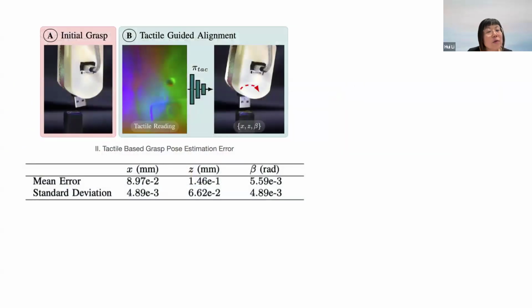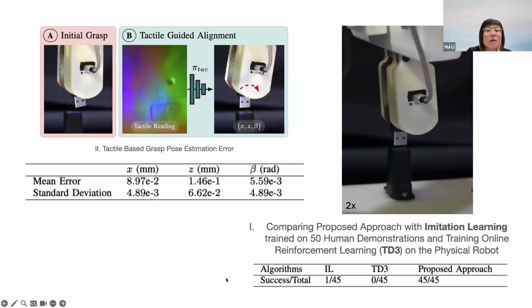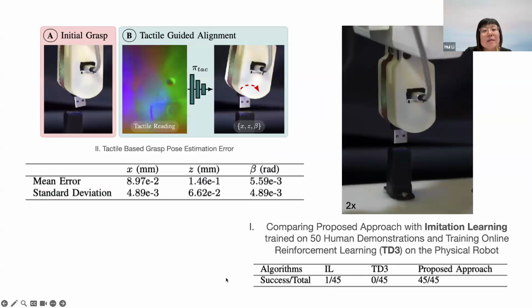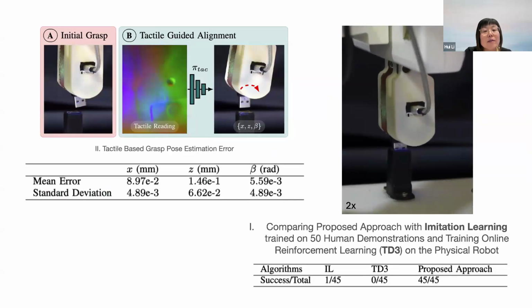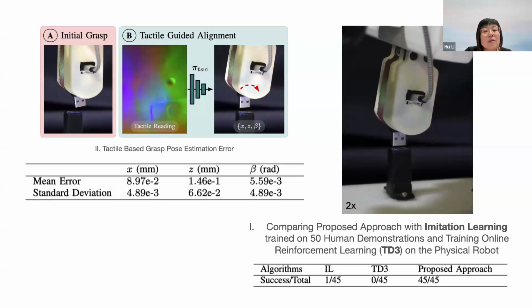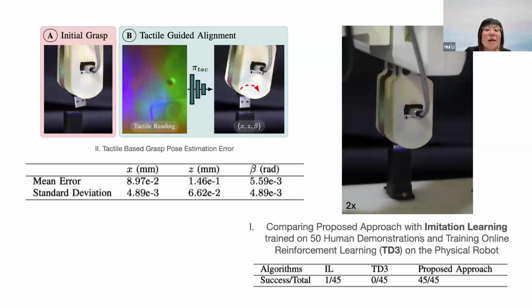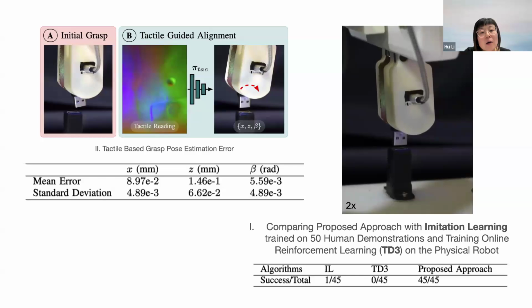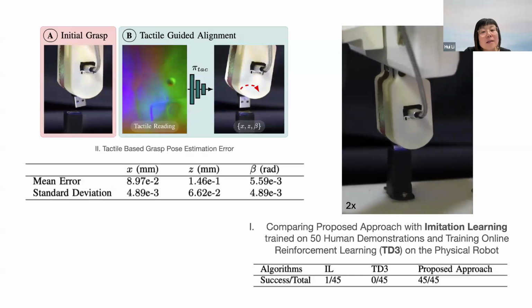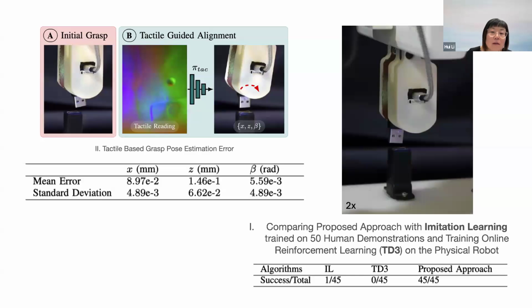Here it shows some results for tactile-based grasp pose estimation. We can achieve pretty small errors, but still not perfect. Some examples of the insertion from the system of a USB connector. We achieved a 100% success rate, while behavior cloning or some online RL algorithms did not work really well because of a lot of the slippage happening in the grasp.